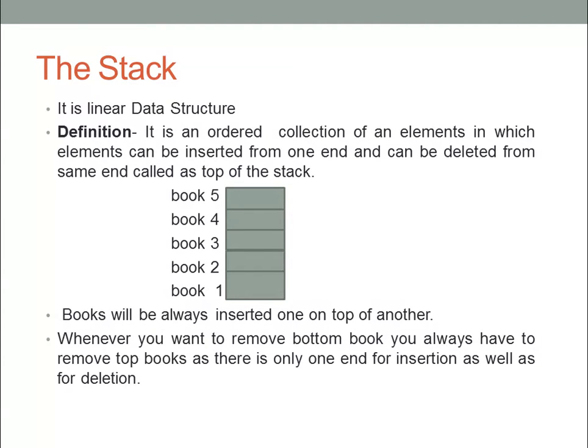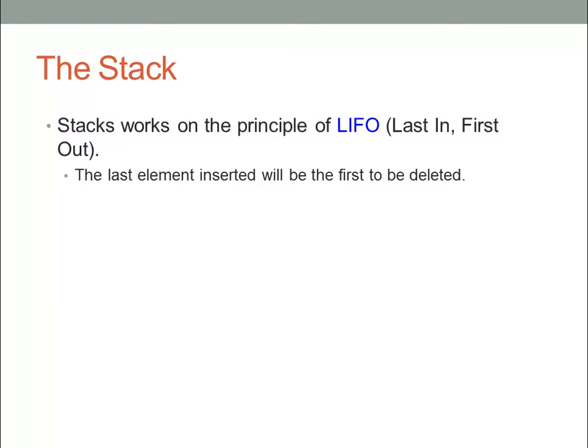So whenever you want to remove that book number 1, you always have to remove the fourth book first. Okay, why? Because one end is closed and there is only one end from which you can insert as well as you can delete, right? So whenever you want to delete the bottom book, you always have to remove your first 4 books, and then only you can remove your first number book, right? So this is the concept of stack, which is called as last in first out concept.